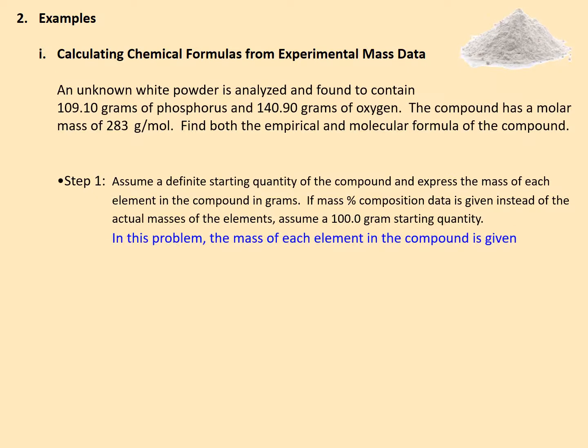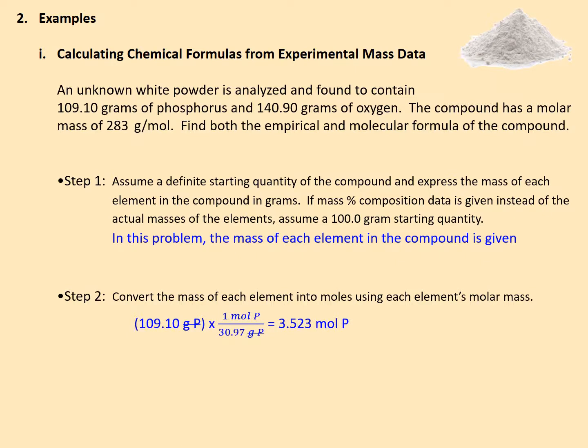just record the numbers. The second step is to take the masses of each of those elements and convert them into moles. We do that by using the molar mass as a conversion factor. Starting with phosphorus, the 109.10 grams of phosphorus, we're going to divide through by the molar mass. Notice that we cancel out our unwanted units of grams and end up with units of moles of phosphorus. We will do the same for oxygen. We'll divide by the molar mass, once again canceling out our unwanted units of grams, being left with units of moles. So now we've effectively converted the mass of each element into the moles, or number of particles, of each element.